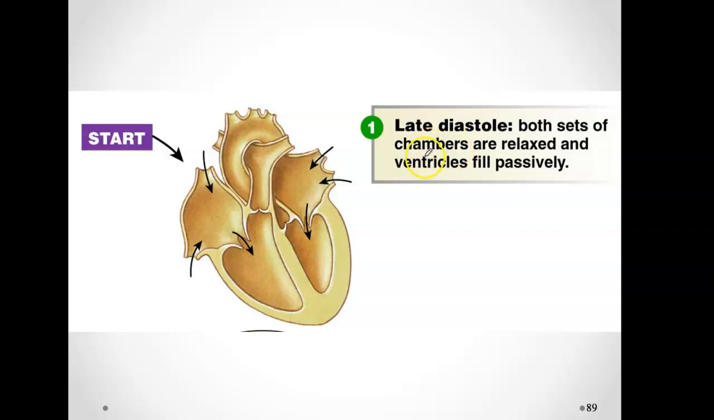In late diastole, both sets of chambers are relaxed and the ventricles are going to fill. So both are relaxed, and this blood is going to come in here and it's going to move on to here. Same thing over here, it's coming in here and it's going to move on to here.